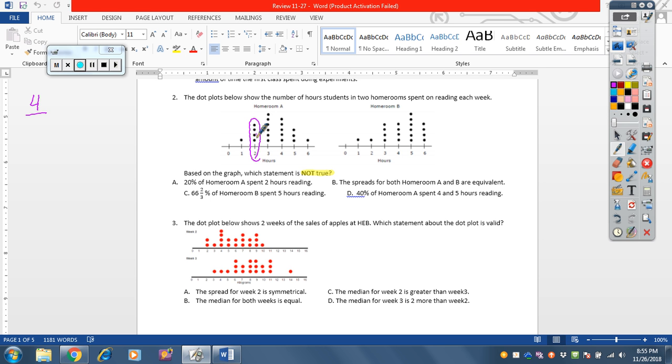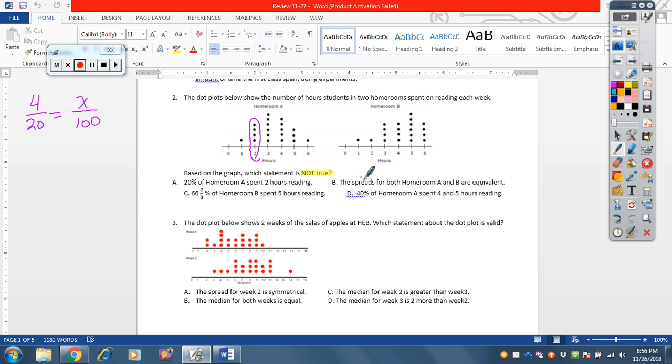So that is 4 out of how many people total? 1, 2, 3, 4, 5, 6, 7, 8, 9, 10, 11, 12, 13, 14, 15, 16, 17, 18, 19, 20. So 4 out of 20, remember each dot is one person. 4 out of 20 equals X out of 100. We're looking to see if this is true. If it is not true, that's your answer. If it is true, then we got to move on to B.